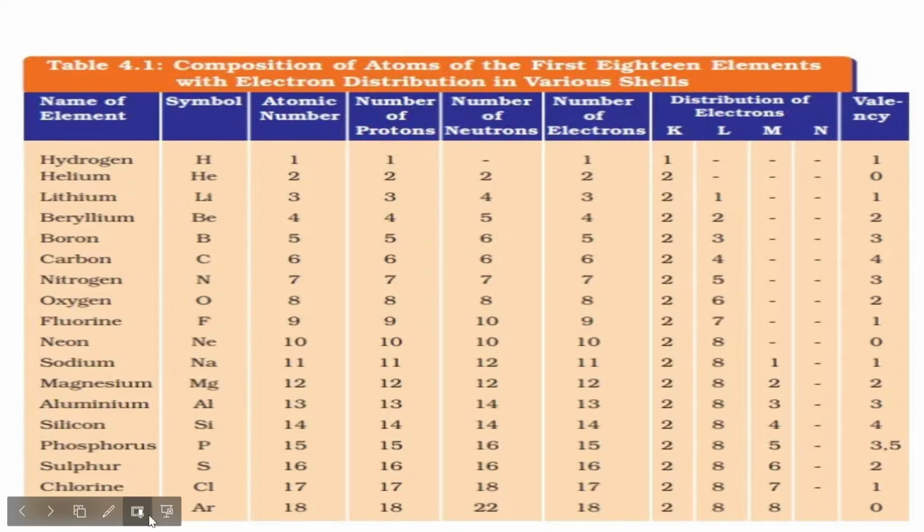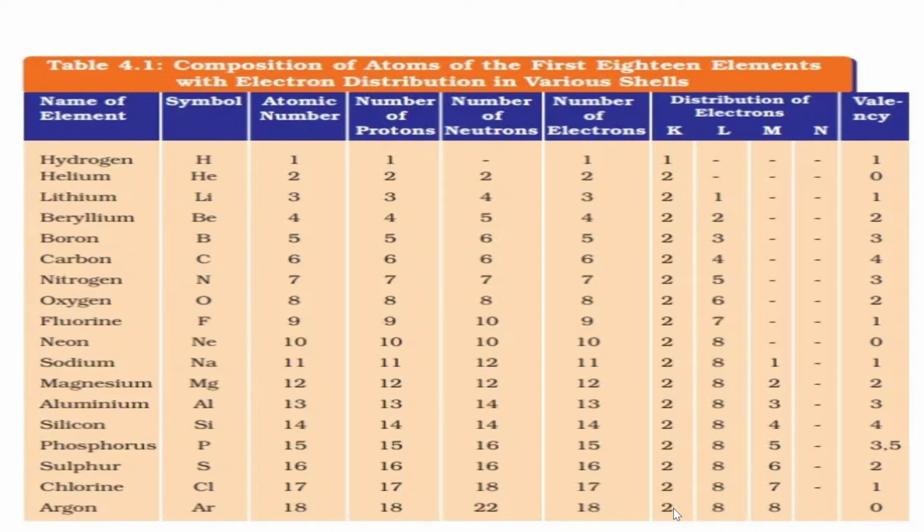Now coming to argon, the symbol is Ar. Atomic number is 18, number of protons is 18, number of electrons is 18, but the number of neutrons in argon is 22. Therefore, 18 plus 22 will give you 40 as the atomic mass number of argon.